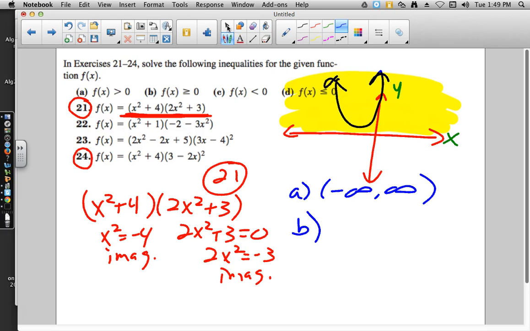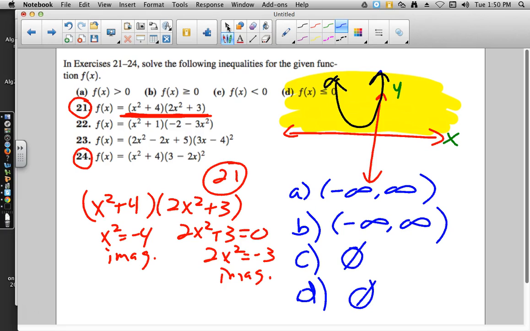B, greater than or equal to 0. Well, yeah, this is an or situation. We've got that covered. It's the exact same answer. And then C says, when will it be less than 0? None of our graph is less than 0. That's the empty set, the null set, no solutions. And then D says, when is it going to be less than or equal to 0? Well, we don't have any points that are equal to 0, nor do we have any points below the x-axis. So that one is the empty set also, the null set.